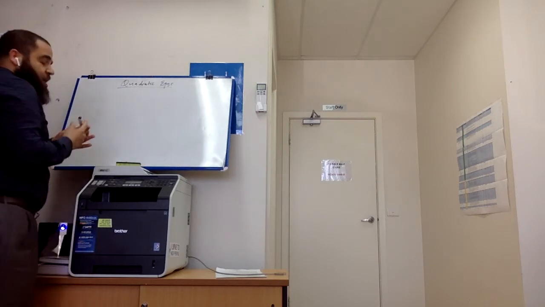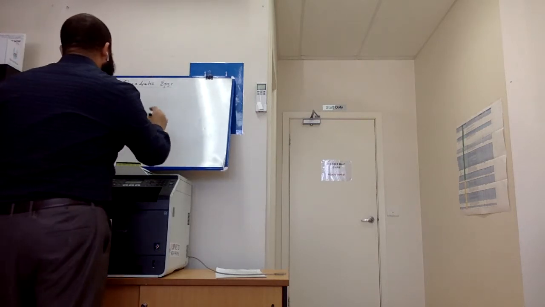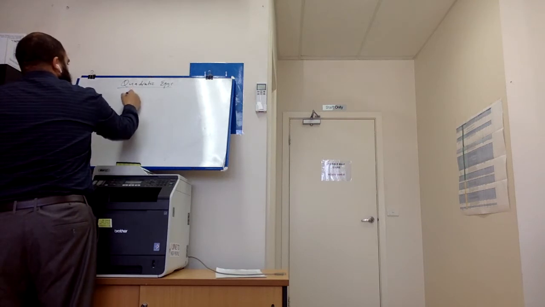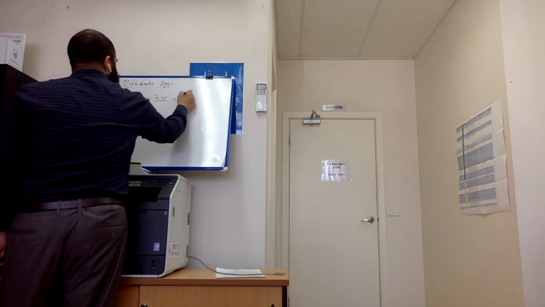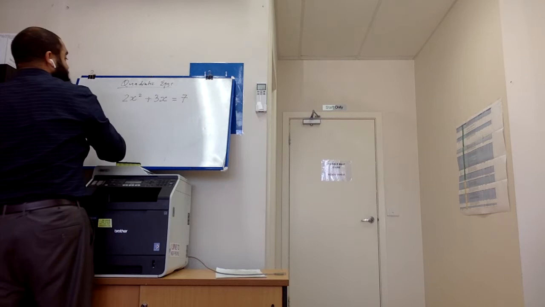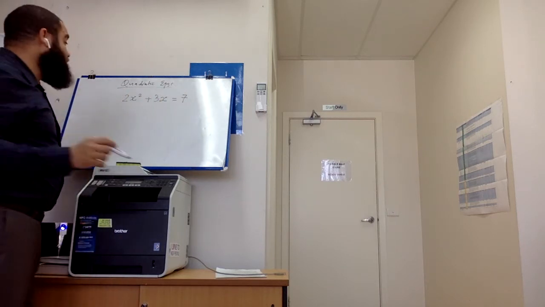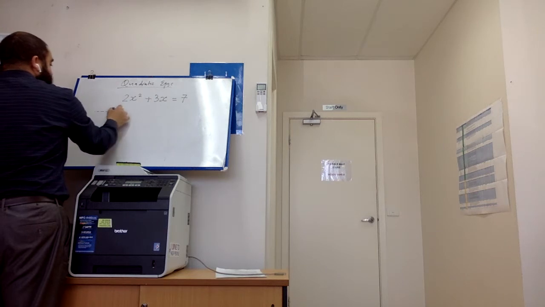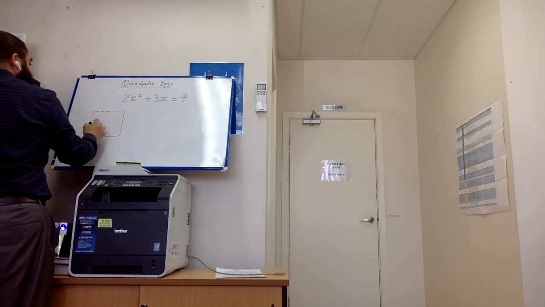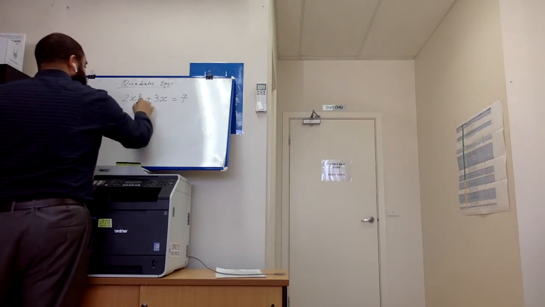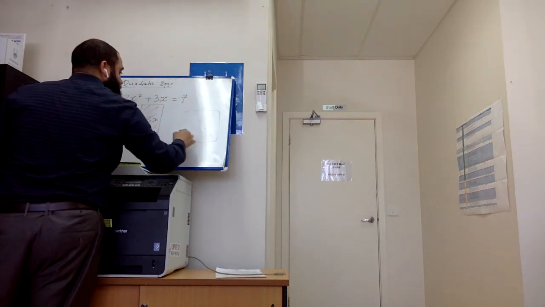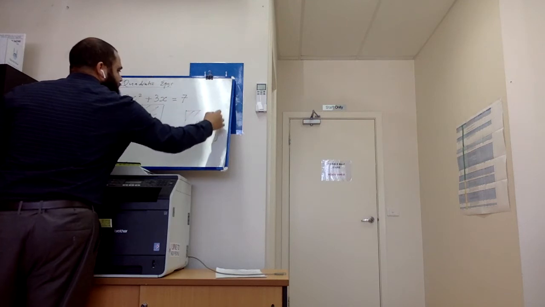So the first group, Hassan, you are in the first group. The first group will have an equation: 2x squared plus 3x minus 7 equals 0. Okay, so I need you to make from the coloring sheet a shape whose area is 2x squared, another shape whose area is 3x, and another shape whose area is 7, whatever the unit is, centimeter square or whatever.